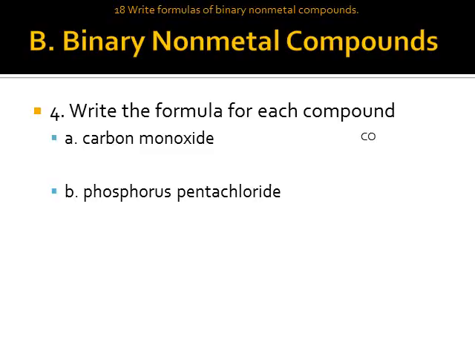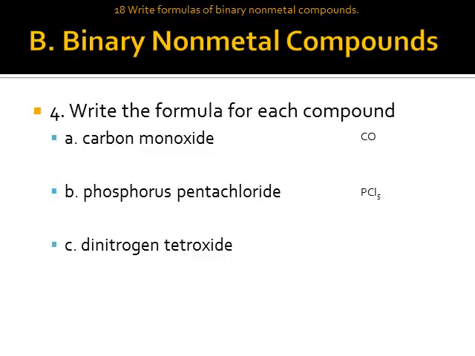Okay, next example, phosphorus pentachloride. Again, notice here there's no prefix in front of the phosphorus, so that means there's 1 phosphorus atom. And then penta means 5, so I have 5 chlorine atoms. So my formula here is PCl5.